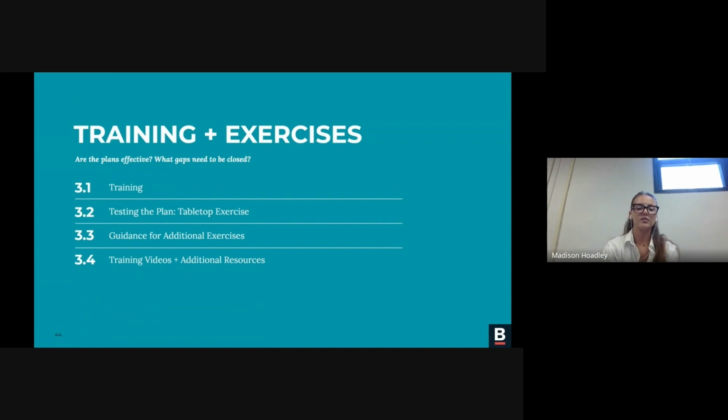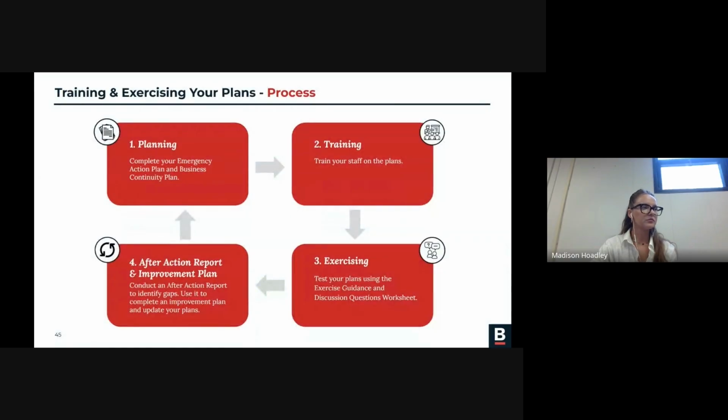So before we dive into the tabletop exercise to test your plan, let's first explore the importance of training and exercise. For this last part of the program, we are going to use document number 5, the business continuity plan exercise document. I'll give you guys a second. So we'll begin by walking through the training and exercise process.